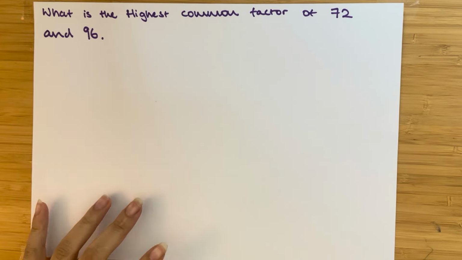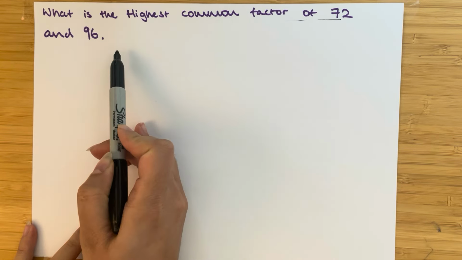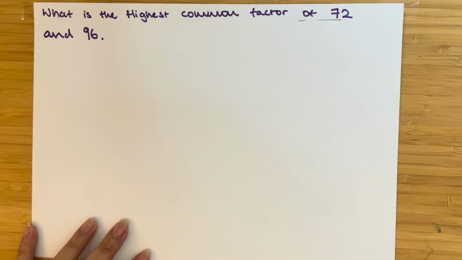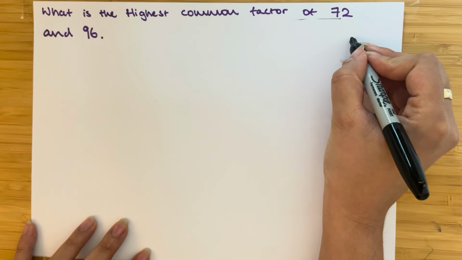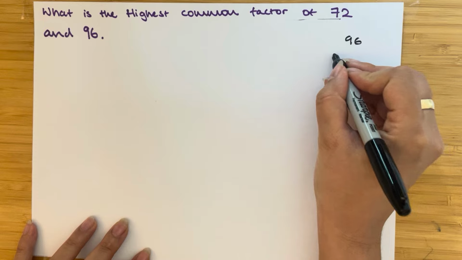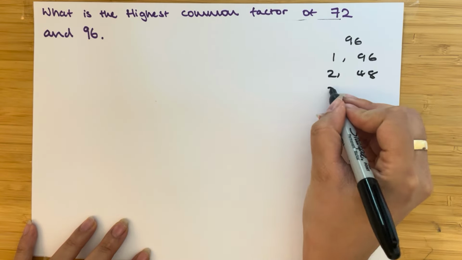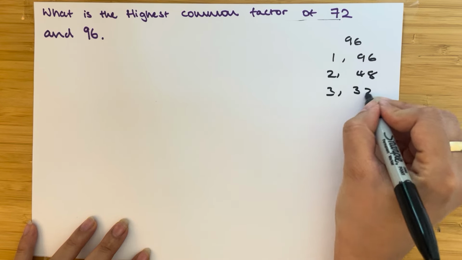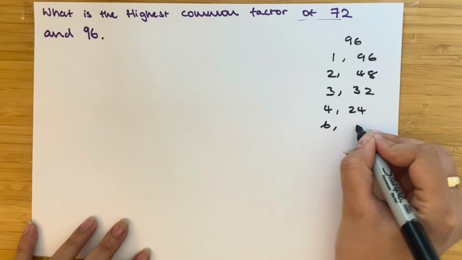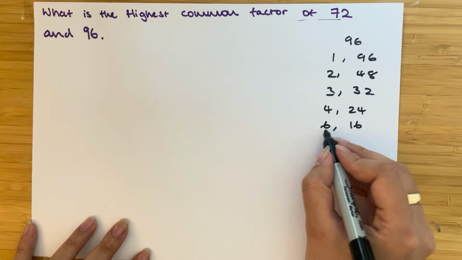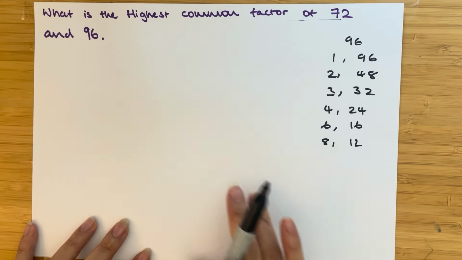Okay, so the question is, what is the highest common factor of 72 and 96? So what that means is when we list out the factors of each of these, let's start with 96. So there's 1 and 96. I'll just do these quickly. 2 and 48, 3 and 32, 4 and 24, 6 and 16, 8 and 12, and we do the same for 72.